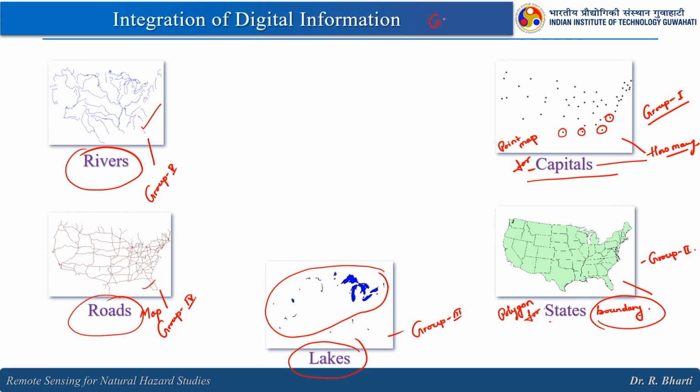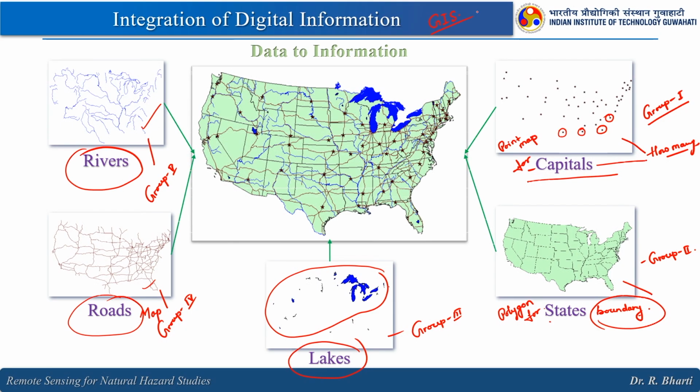All of them are individually analyzed, but GIS gives you the option to integrate all the data sets together, right, and then the map will be something like this. Here you can see one particular state; let us consider this is one state. Within this, you can see whether a river is present or not, whether the capital is located at the center or at the corner of this state, and whether it is well connected with the road network or not.